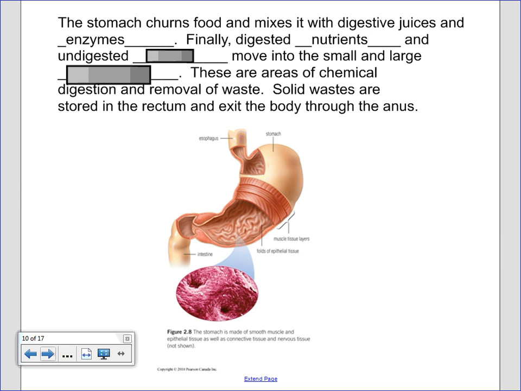Finally, digested nutrients and undigested waste move into the small and large intestines. These are areas of chemical digestion and removal of waste. Solid waste is stored in the rectum and exits the body through the anus.